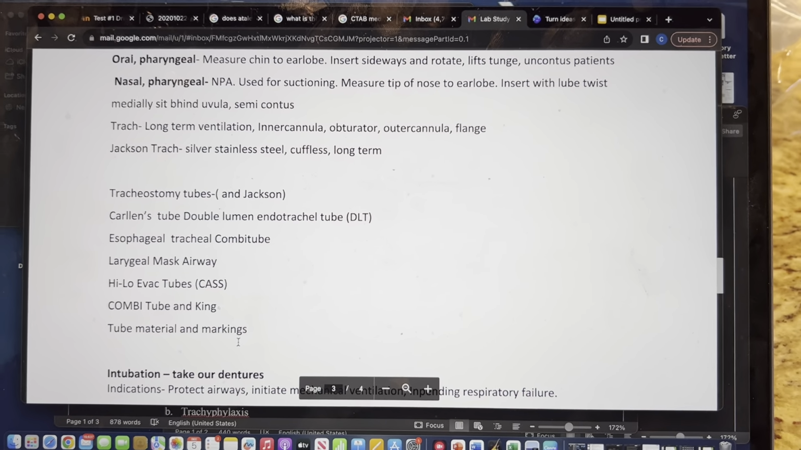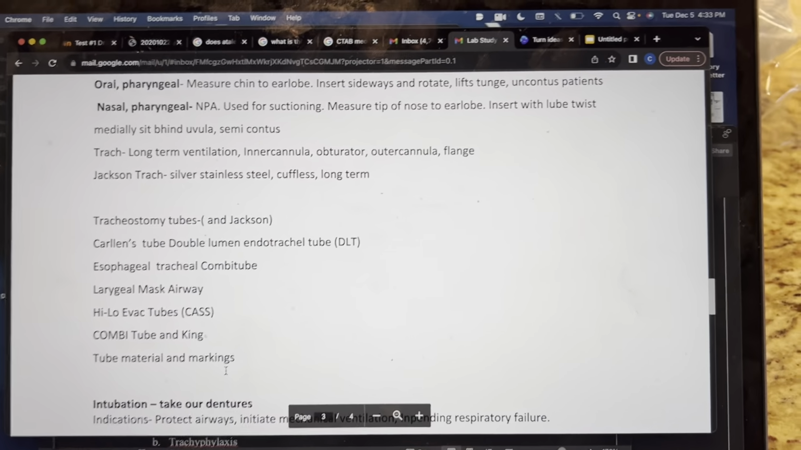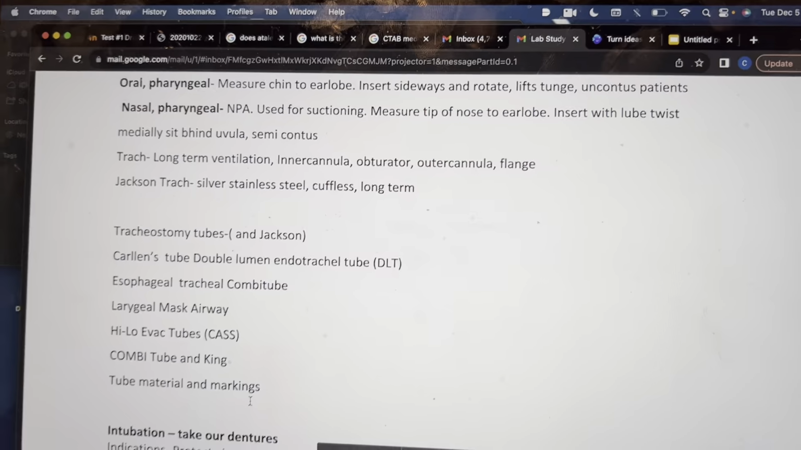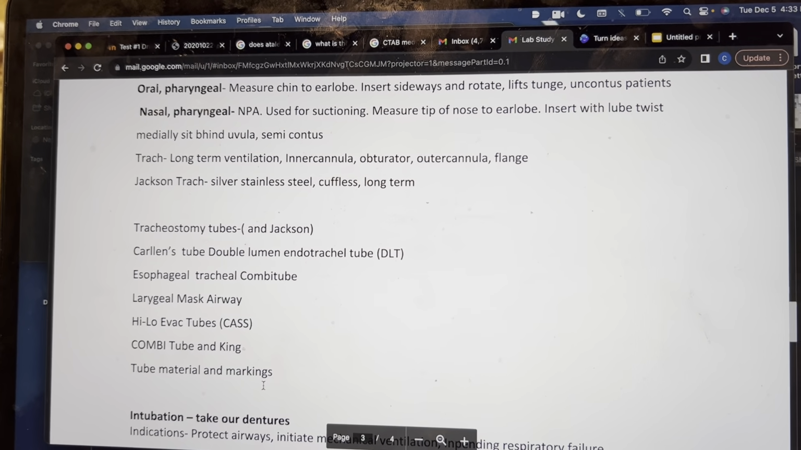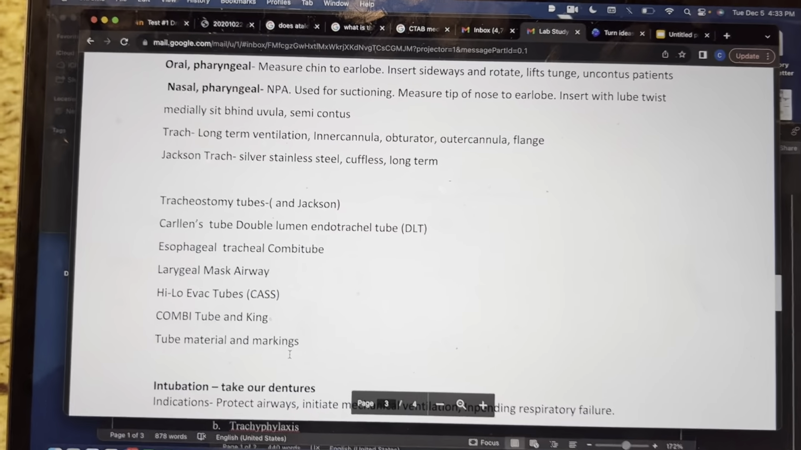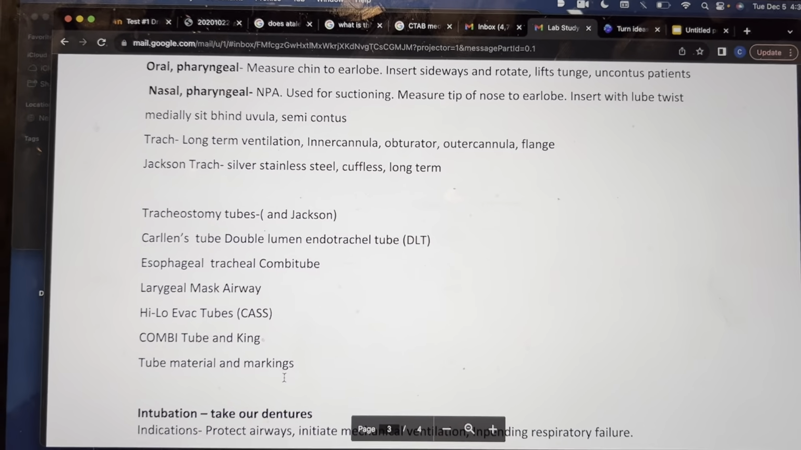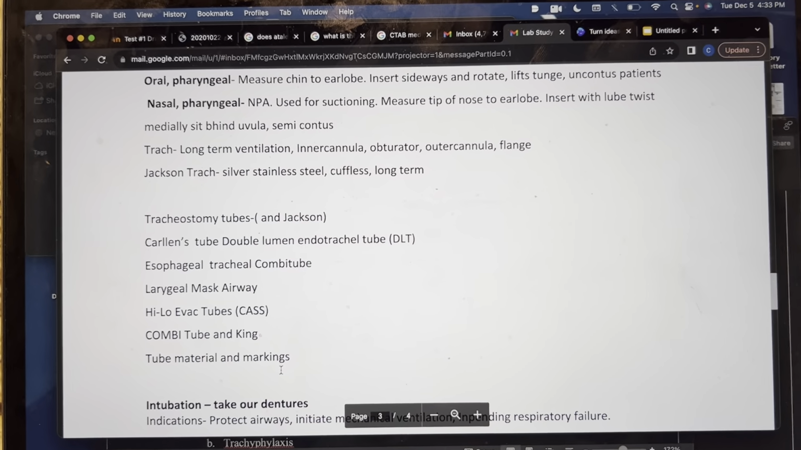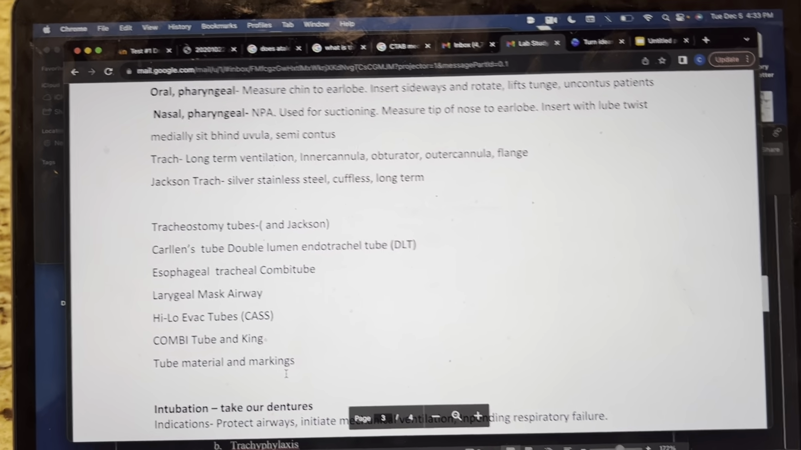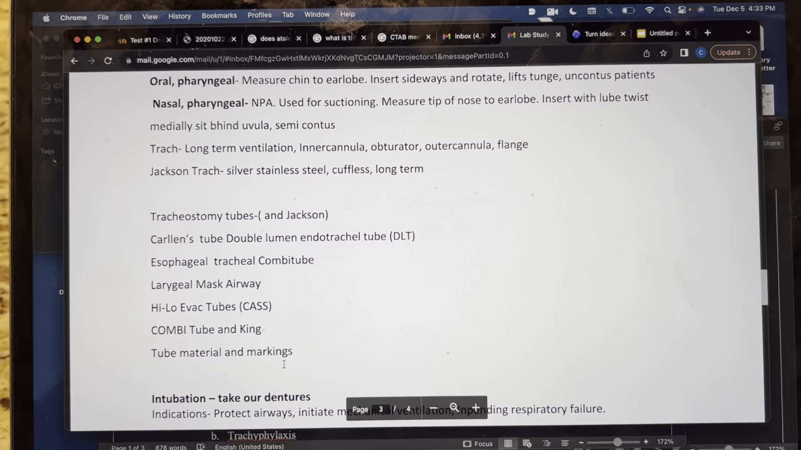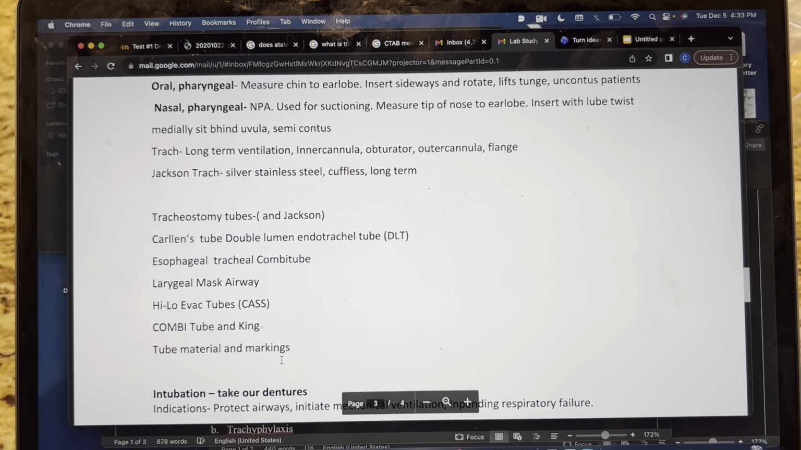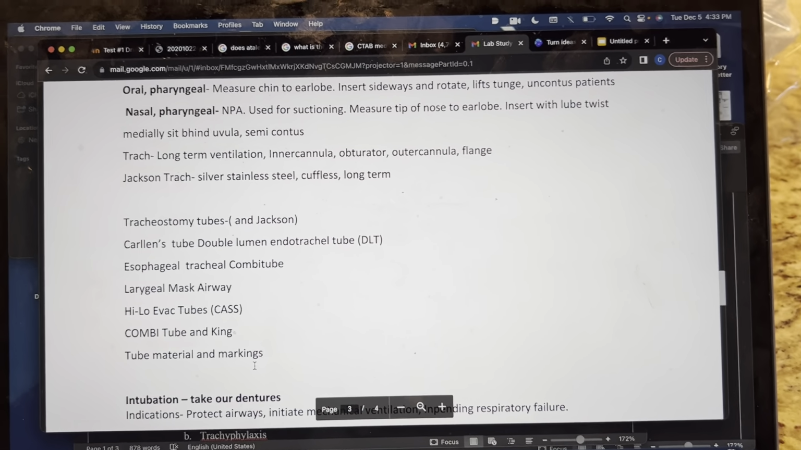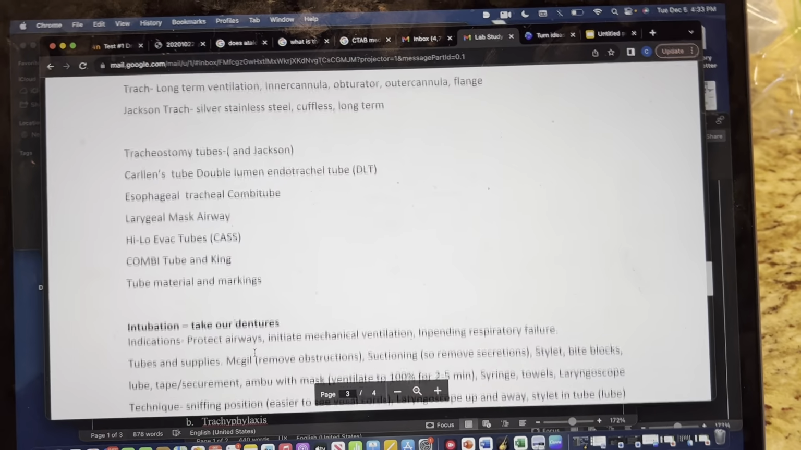Esophageal tracheal combi tube is placed in the esophagus and oropharynx and ventilates through the vocal cords in the laryngeal area. Laryngeal mask airway is used in surgery. High-low evac tube, CASS, is used for suctioning. Suctioning is above the cuff. Syringe, cuff. Okay, combi tube, King tube. We've gone over the combi tube twice.